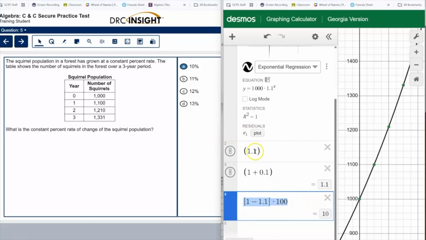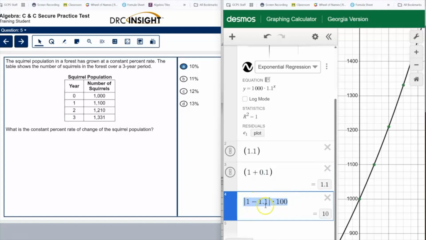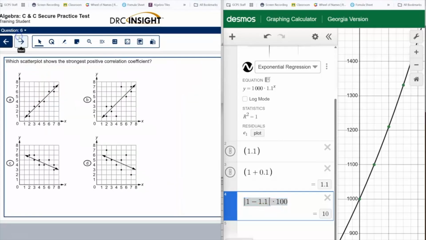So if I give you the factor, which is the whole thing in the parentheses, or I give you the percent rate, which remember has been divided by 100, you need to be able to go between both of them. So you need to know the definition. So please practice this question to make sure that you understand how to make it back into a percent rate. All right, question number 5, number 6.